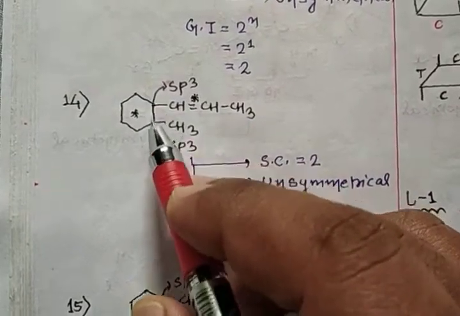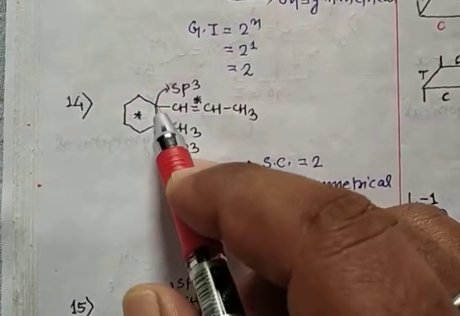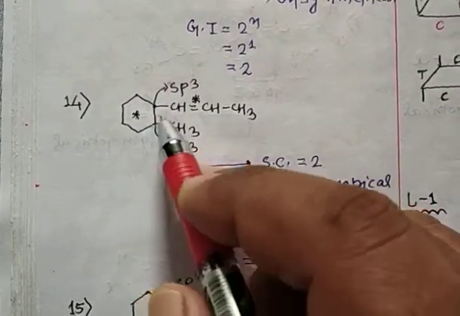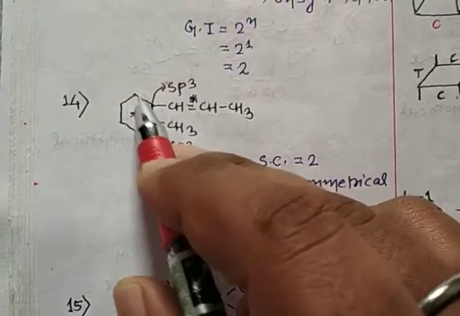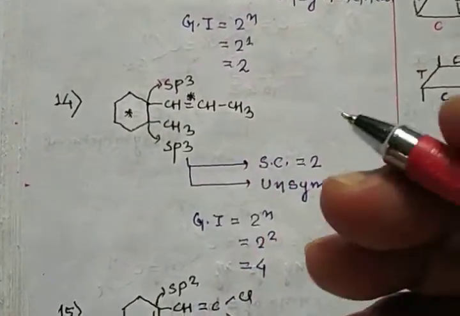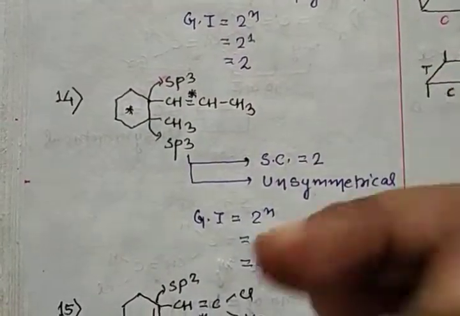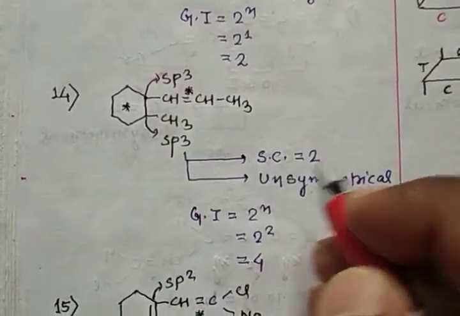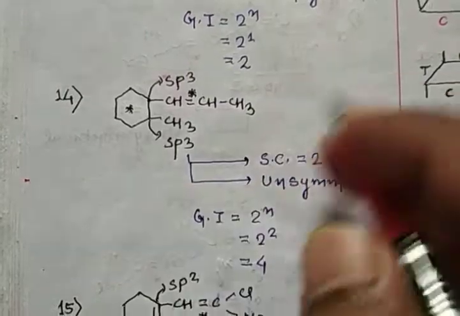From this carbon to this carbon, one side is CH3, one side is the whole group, one side is this group, and one side is another. So this is not cis and trans; this is E or Z stereo center. So this is again geometrical isomerism. It means 2 stereo centers. This is unsymmetrical, so it means 4.